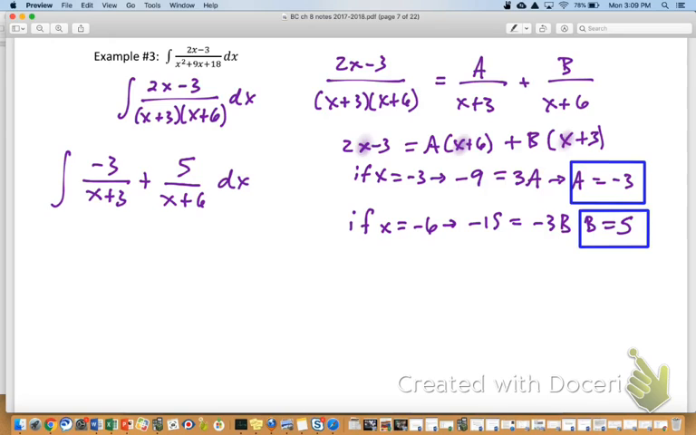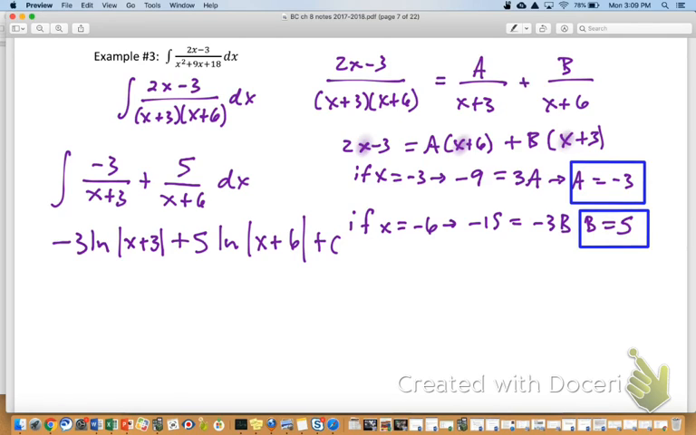As a final answer here, have you figured out that there's going to be a bunch of ln's with our partial fractions? There's going to be a bunch of them. So this will be -3 natural log of the absolute value of x plus 3, plus 5 natural log of the absolute value of x plus 6, plus c.